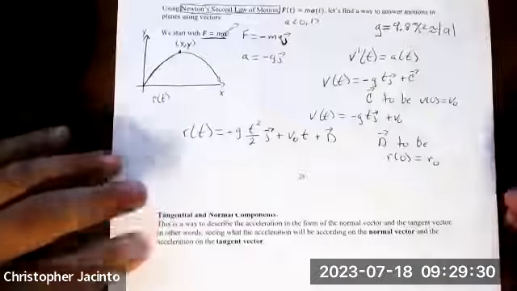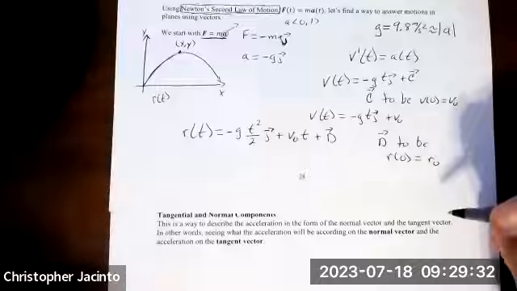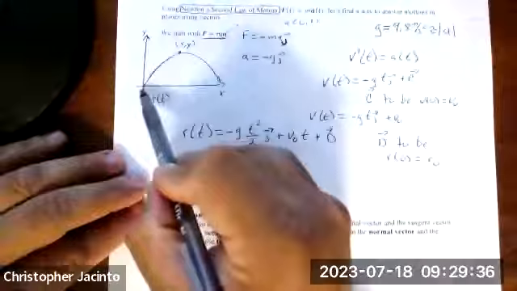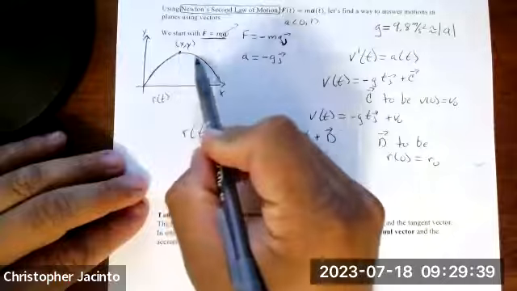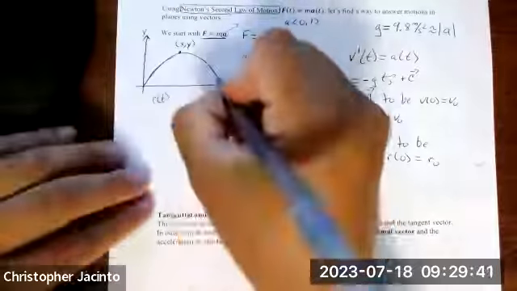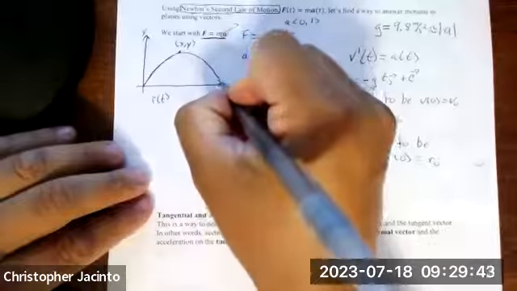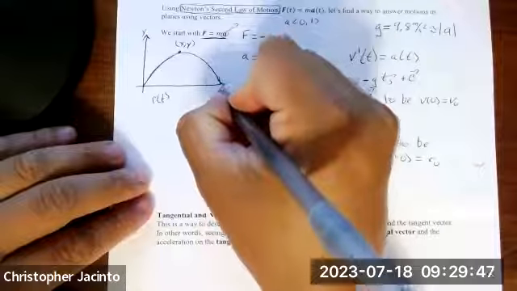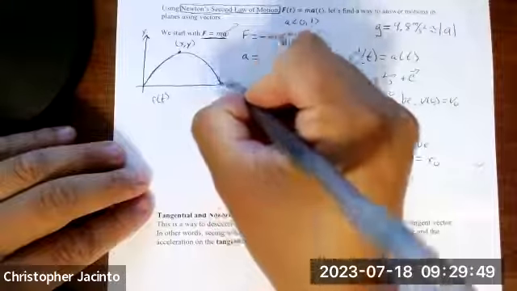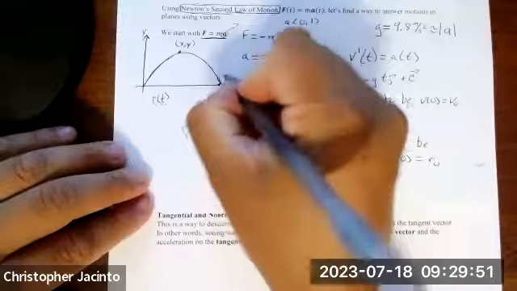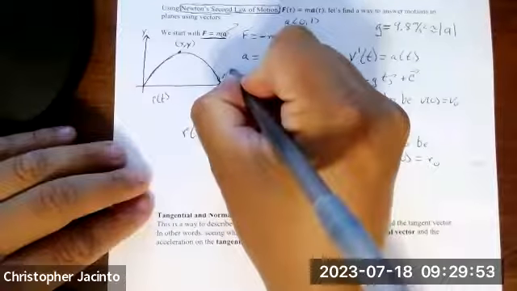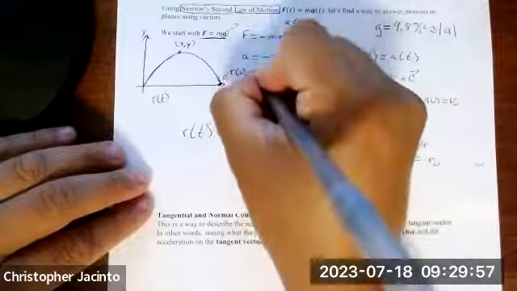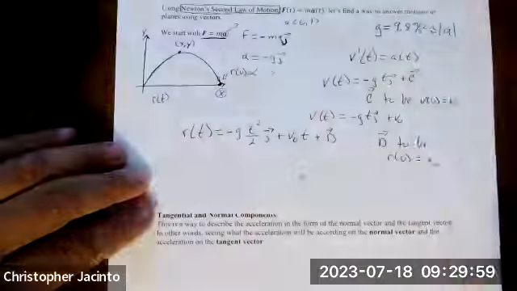Now, this is what gets pretty interesting. As I go around all the way here, what is the position, or what is the x component when it touches the ground? In other words, what is this? What vector is that?